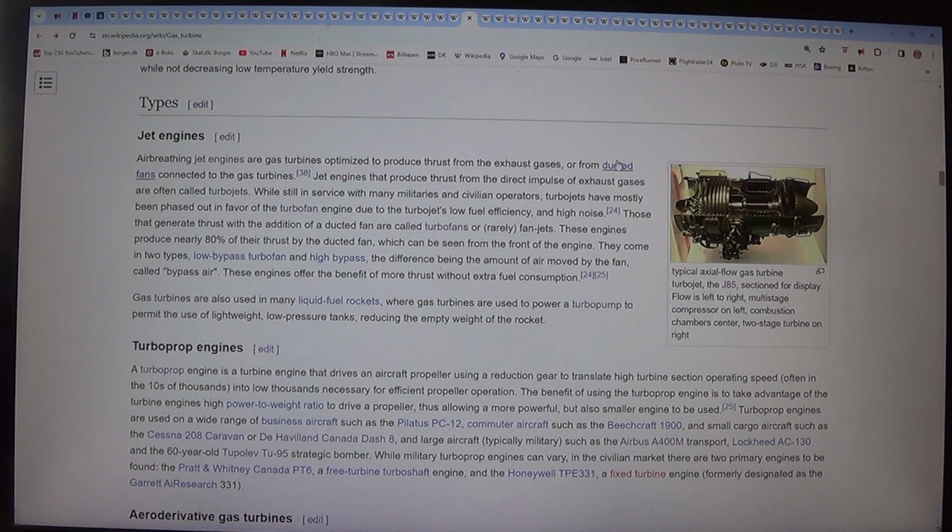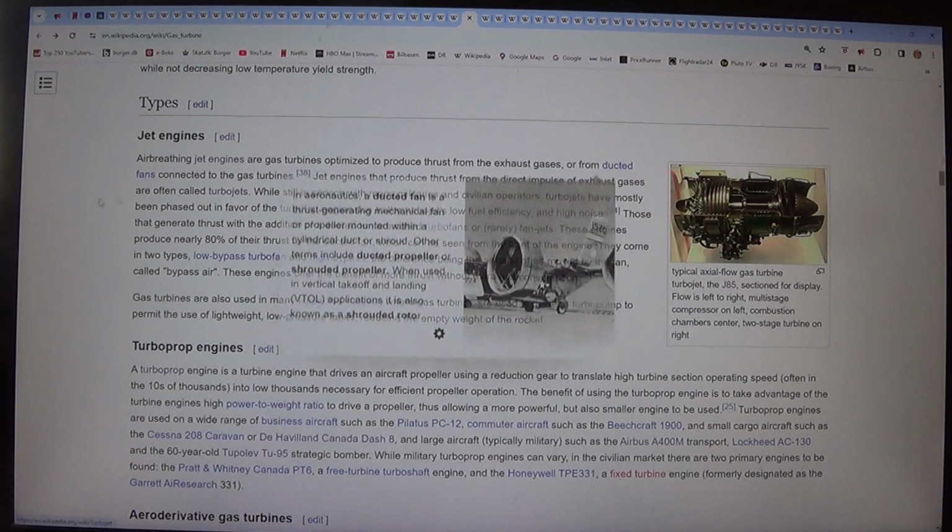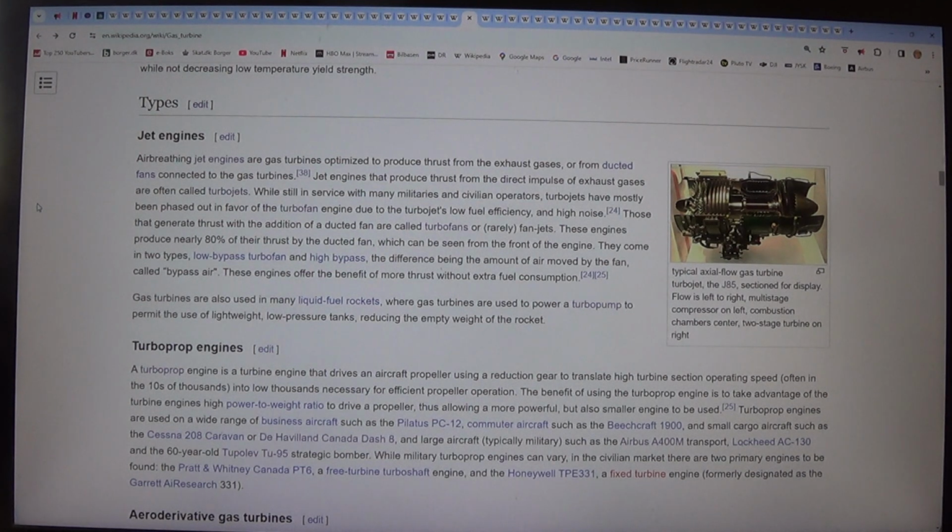While still in service with many militaries and civilian operators, turbojets have mostly been phased out in favor of the turbofan engine due to the turbojet's low fuel efficiency and high noise. Those that generate thrust with the addition of a ducted fan are called turbofans, or, rarely, fan jets.